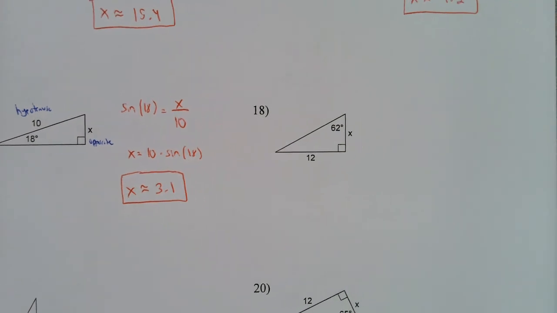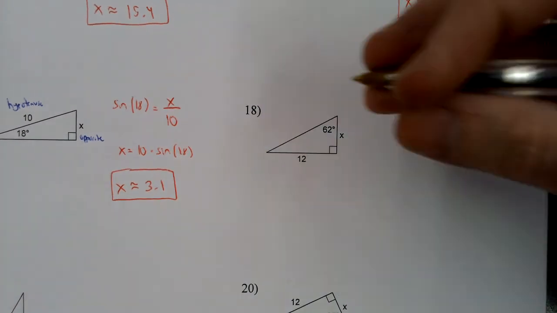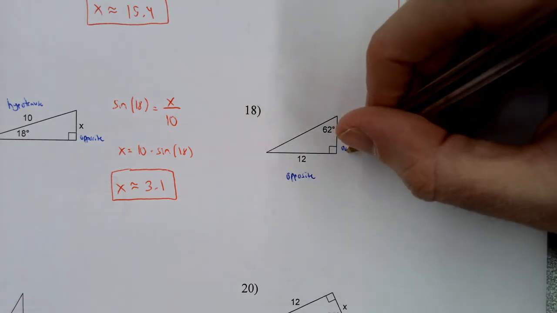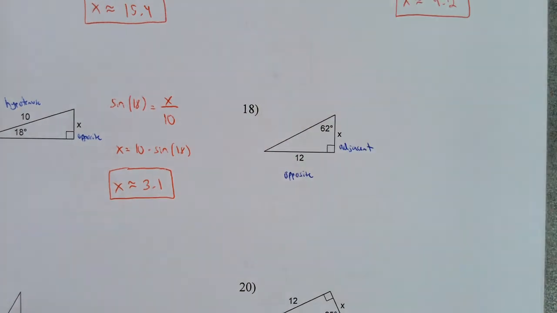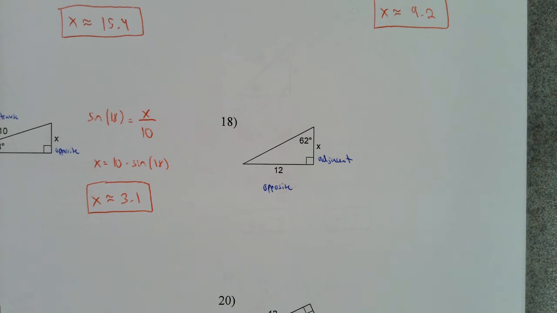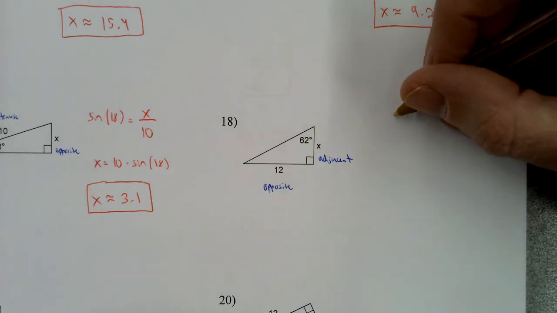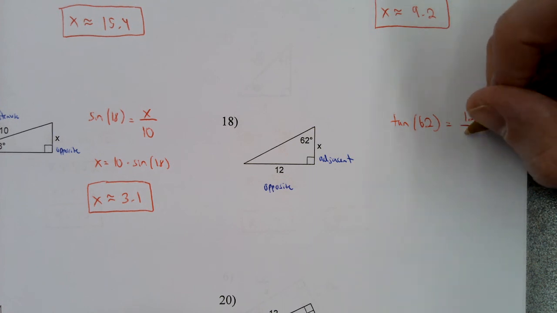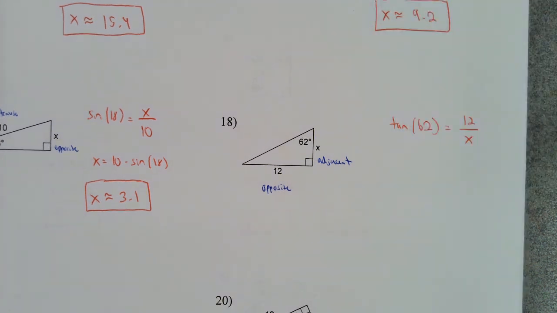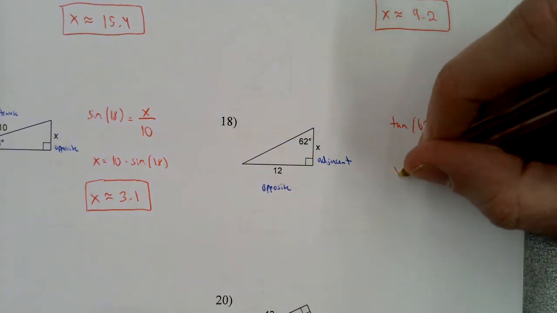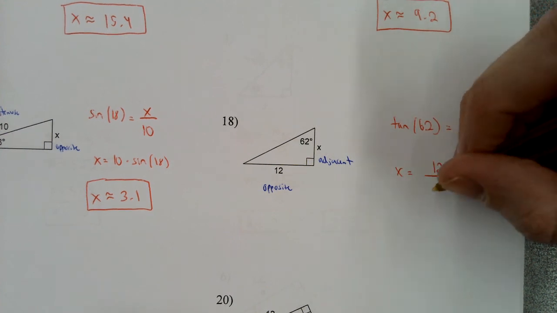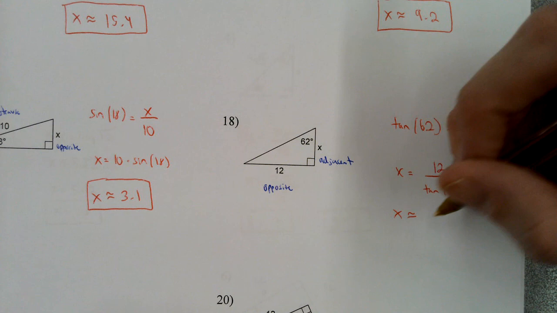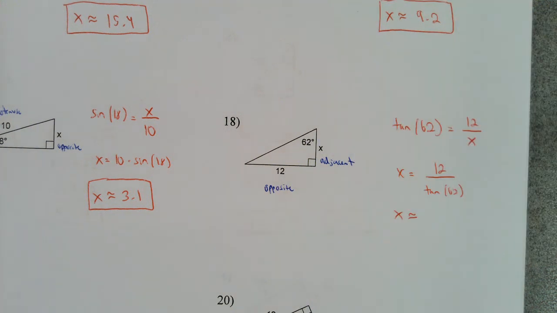Number 18, we have opposite and adjacent, so it'll be tangent. Okay, opposite, adjacent. So tangent. Tangent 62 equals 12 over x. So x equals 12 divided by tangent 62. 6.4.